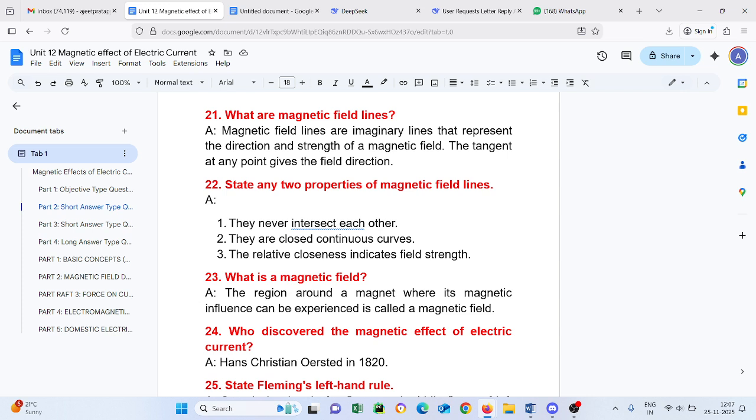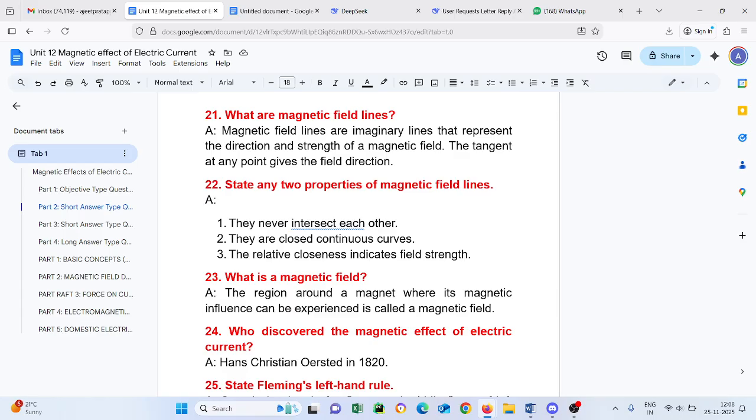What is a magnetic field? The region around a magnet where its magnetic influence can be experienced is called a magnetic field. Question number 23. What is a magnetic field? The region around a magnet where its magnetic influence can be experienced is called a magnetic field.